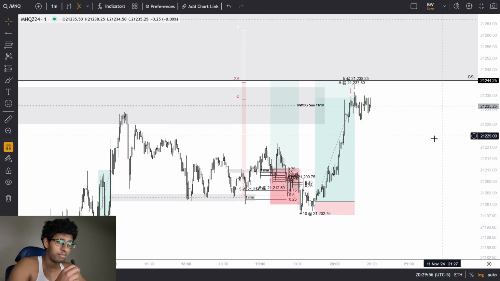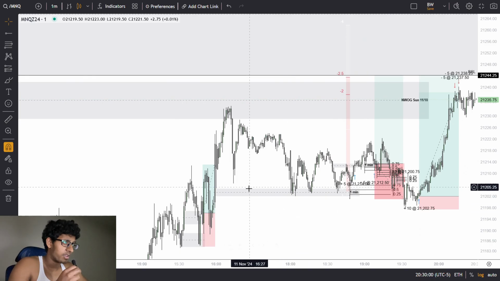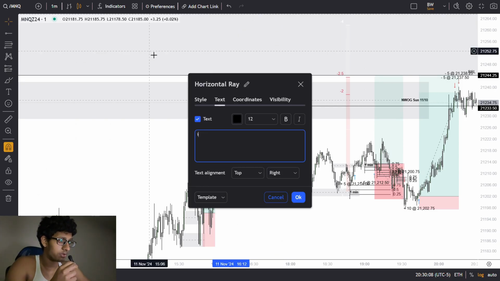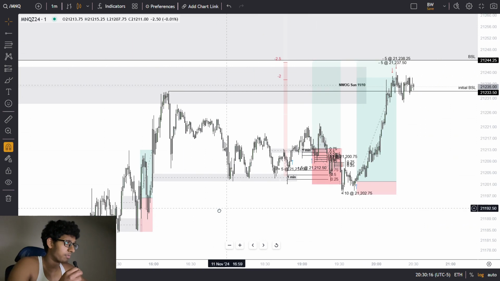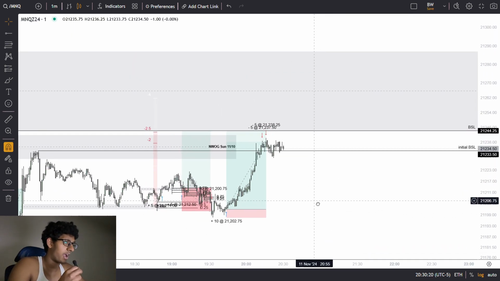And clearly, I took off my position a little bit before that buy side liquidity was able to be reached, right? We have some more buy side liquidity right here. So I'm gonna label this initial buy side liquidity. Okay. So as you can see, we have the initial buy side liquidity and then we have the final buy side liquidity. And above that, we have an hourly fair value gap.